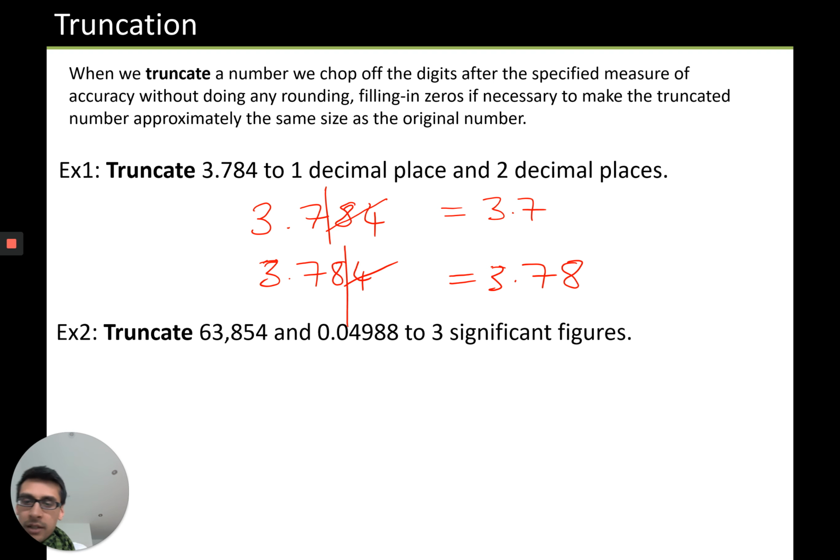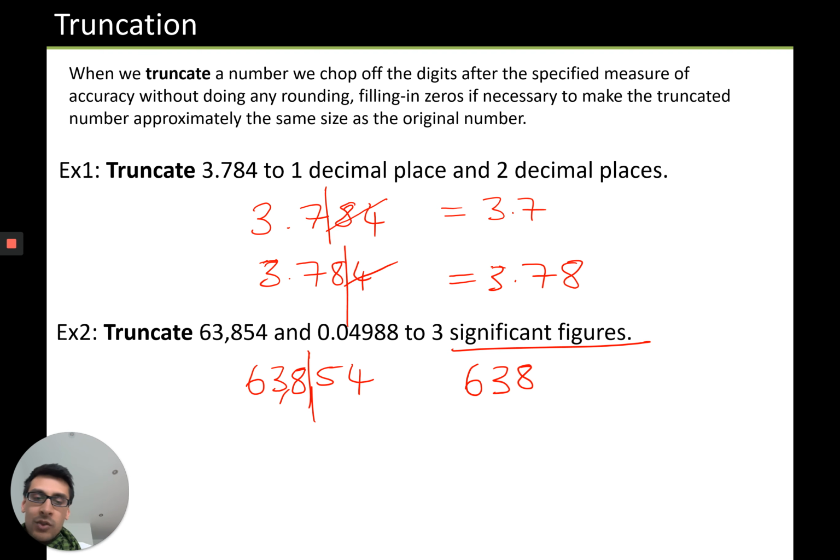Now for example 2, we're going to round to significant figures. Now, the first significant figure of a number is the first non-zero digit. So in this case, this first one is straightforward. The first significant figure is 6. Second significant figure is 3. The third significant figure is 8. So I'm going to draw a line after the 8. So 6, 3, 8, 5, 4. Draw a line after the 8. So then I get 6, 3, 8. Now, it's quite silly to round 63,800 down to 638. So you have to add 2 zeros in there.